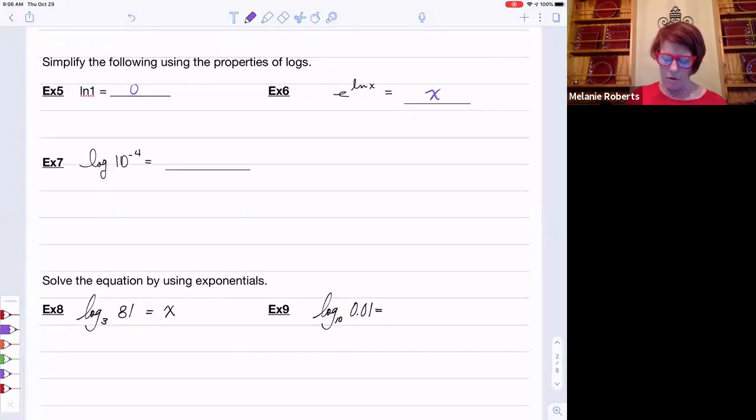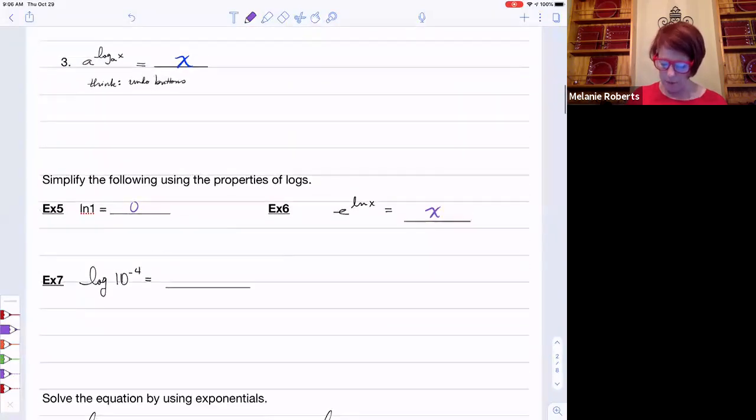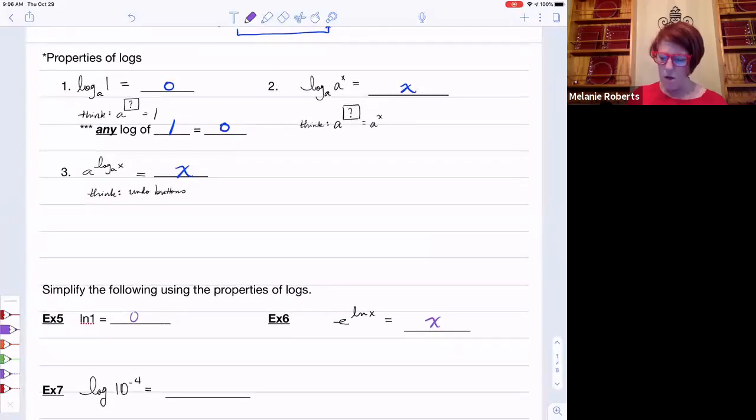And then the last one, number 7, is going to be like property number 2. Notice that there's no base written here. No base says that this is an automatic base 10. So really number 7 says log base 10 of 10 to the -4th. So you're looking at something like this, log base 10 of 10 to the -4th is going to be -4.